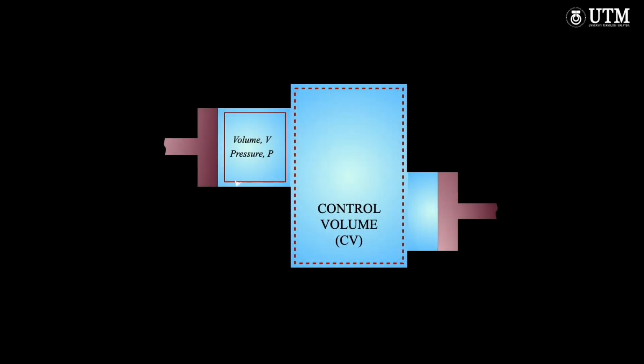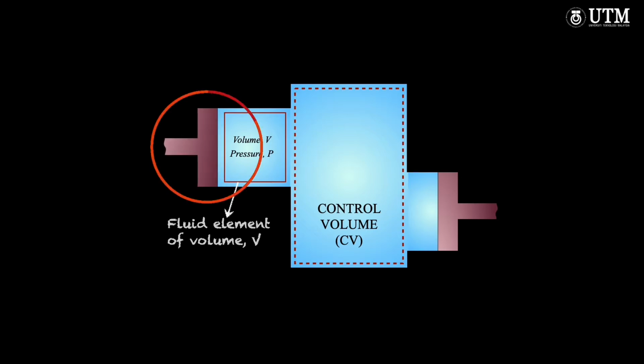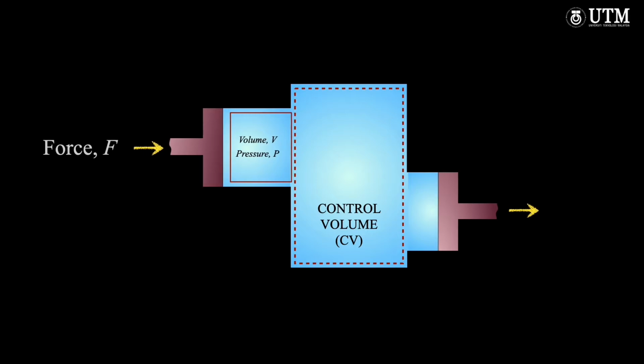To obtain a relation for flow work, consider a fluid element of volume V as illustrated here. Pretend the fluid immediately upstream is an imaginary piston that forces this fluid element to enter the control volume. The fluid element can be chosen to be sufficiently small so that it has uniform properties throughout. If the fluid pressure is P and the cross-sectional area of the fluid element is A, the force applied to the fluid element by the imaginary piston becomes P times A.